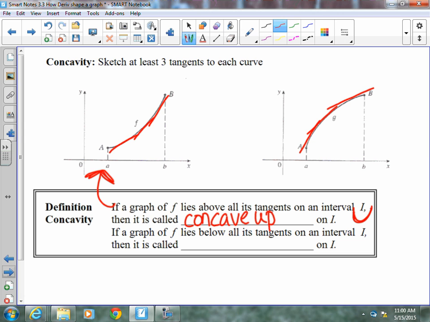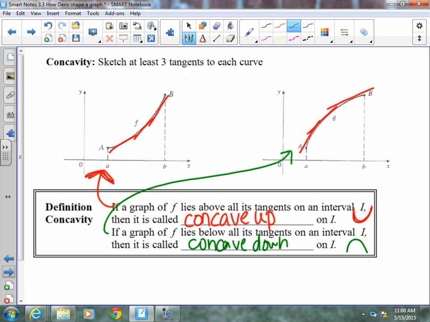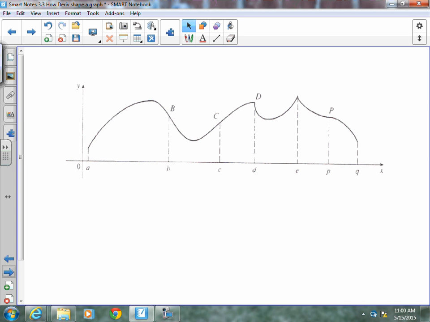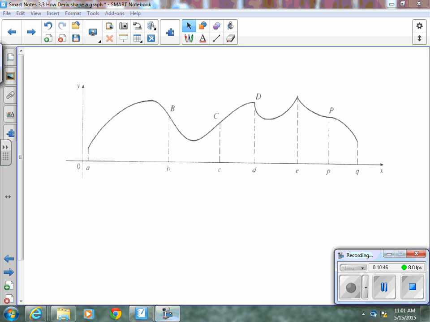If the graph lies below all of its tangent lines, that's called concave down. And concave down looks something like an upside down U. So that's concave down. All right, so if we pause this video for a second, decide for me where this is concave up and where it's concave down. Check your answers here. If you have questions on this, please come with them tomorrow.